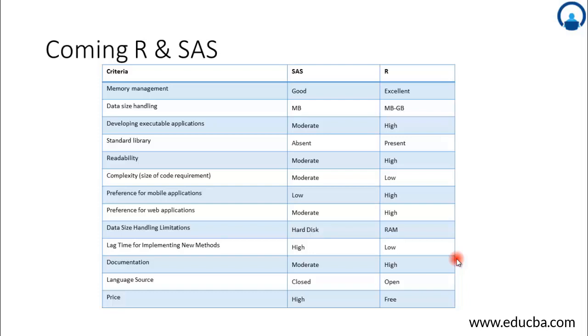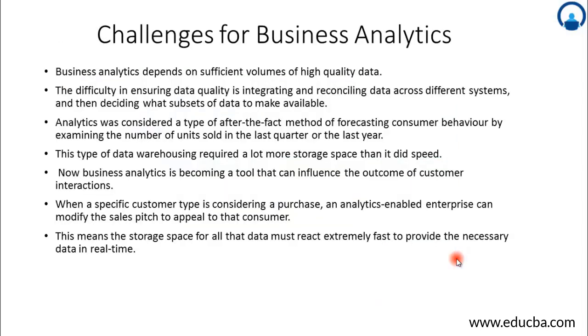The SAS language source is closed. You cannot see how a particular algorithm has been written, but in R you can see, and R is free, and SAS is a very high cost. So R seems to be a clear-cut winner here if you are a learner, beginner, or professionally implementing the solution in your organization.